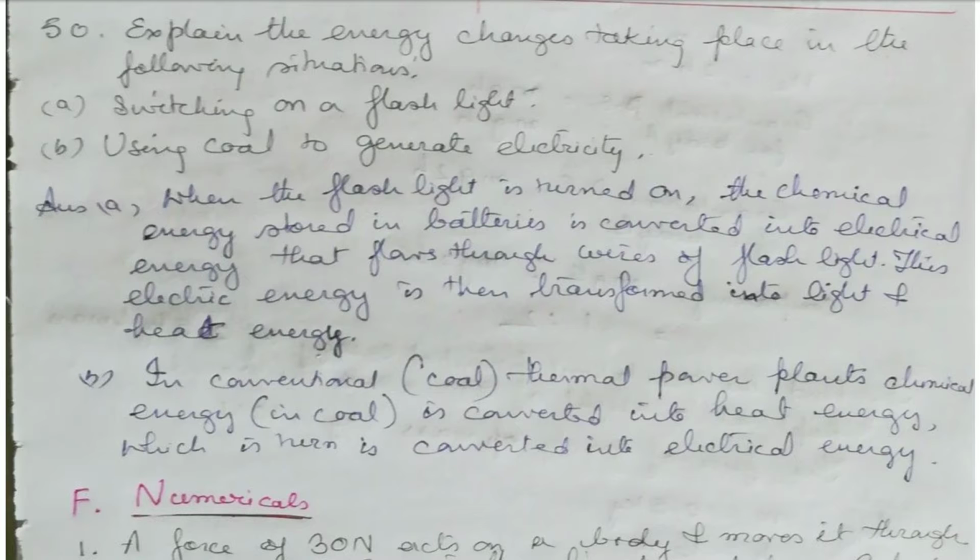When a flashlight is turned on, the chemical energy which is stored in the batteries of this flashlight is converted into electrical energy, and that flows through the wires of the flashlight, and this electric energy is then transformed into light and heat energy.